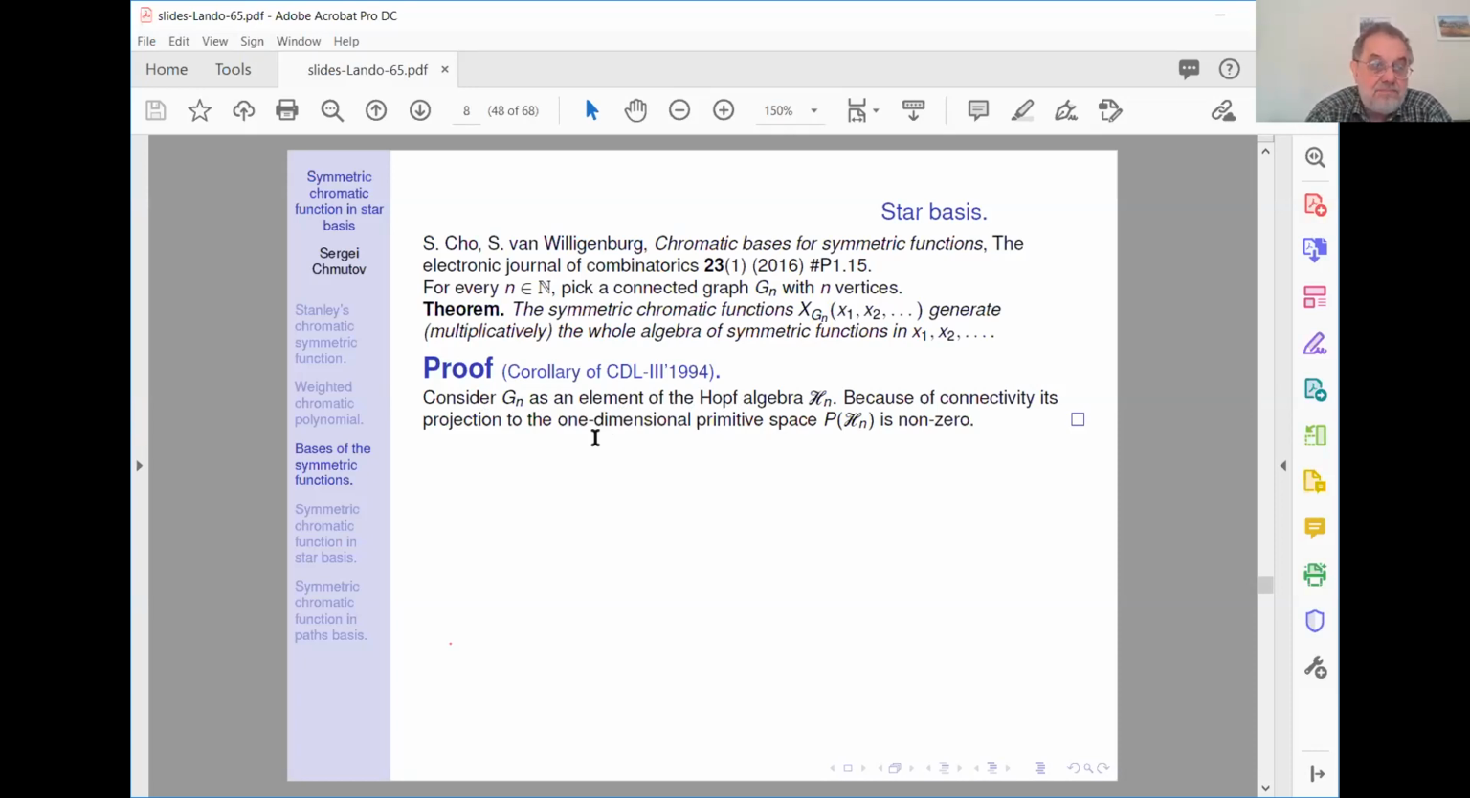So we didn't formulate this theorem, but it was sort of obvious for us at that time. And it is a nice theorem because it gives an interesting and funny other basis of the algebra of symmetric functions.